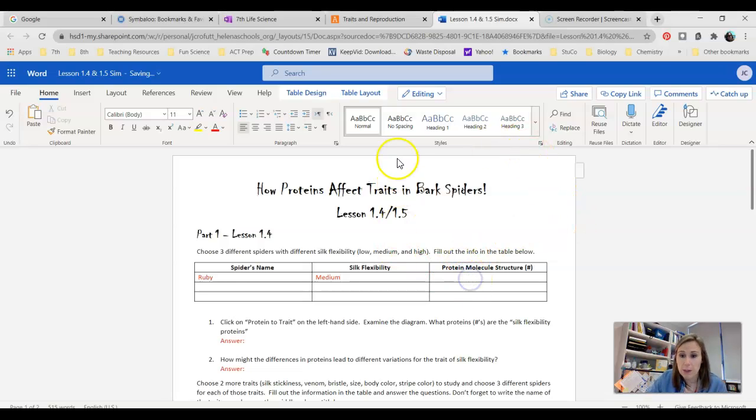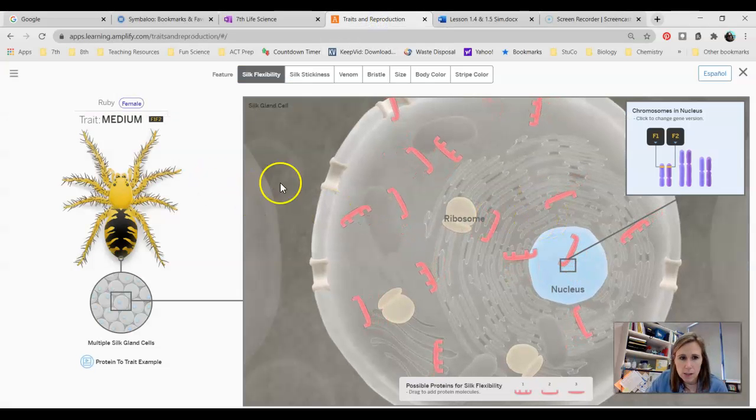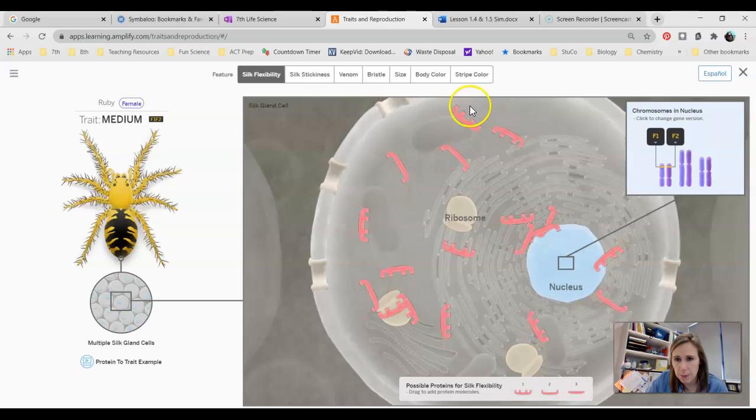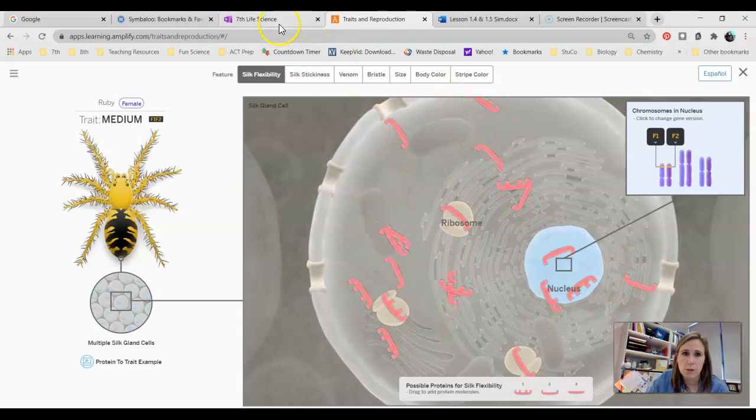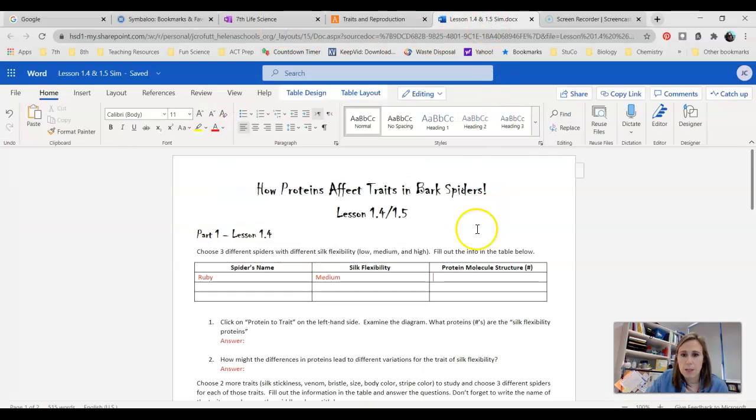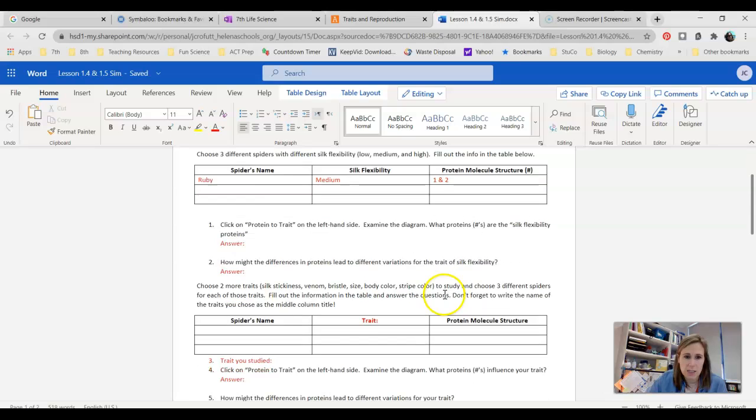And the protein molecule structure. So I'm looking for the numbers here. So what proteins does she have to make her silk? So if I look at her picture, it looks like I see protein 1 and protein 2. Okay, so I'm going to go in here and type in 1 and 2. Okay, now pick a spider with low and pick a spider with high. Okay, type in their information.